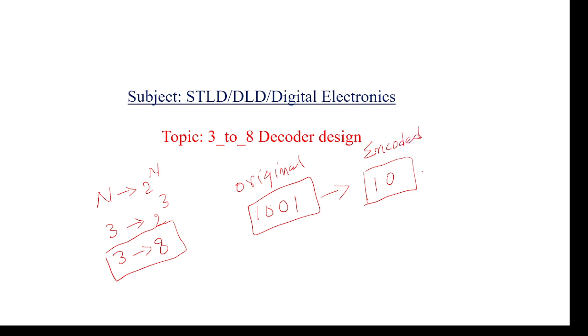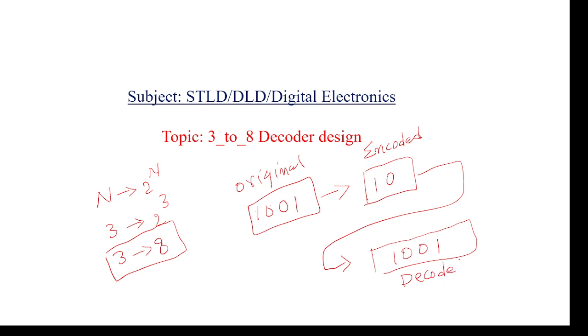After encoding, I want my original data back, so I need to decode here. Again 10 is decoded into the original data, that is 1001. So this is the decoding form, this is the decoded data, and this is a decoder. That is the original meaning of decoder. One form is converted into another form, that is encoded, and the encoded form is converted back into the original form, that is decoded, which is called a decoder.